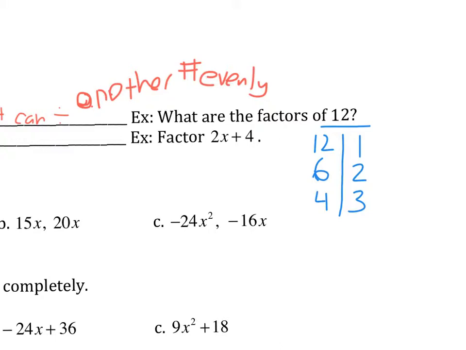It is true that 7, you can divide 12 by 7. It gives you a number. It's just not a whole number. So that's when we say that's the evenly part.